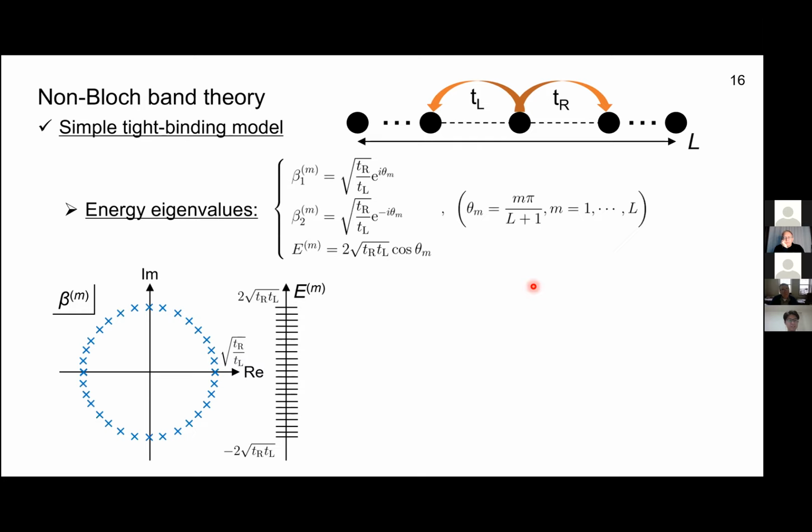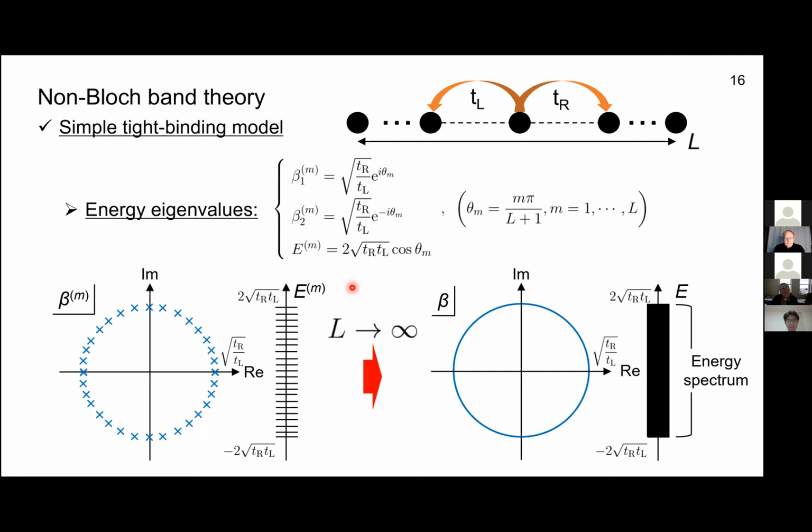So in this figure, we plot beta one and beta two and the energy levels. In the finite open chain, these values are discrete. However, in the thermodynamic limit, L to be infinite, these sets form continuous loops, and these energy levels form the continuum set. Namely, in the infinite open chain, we can get the energy spectrum as this.